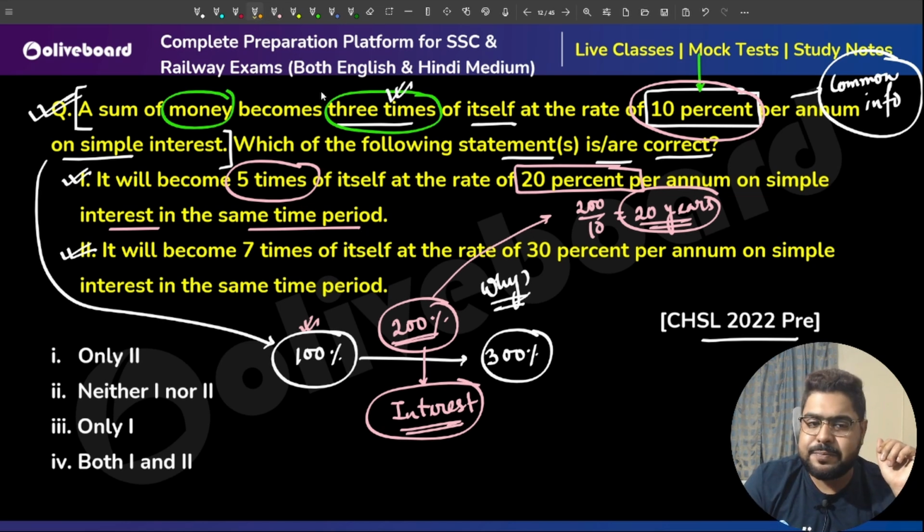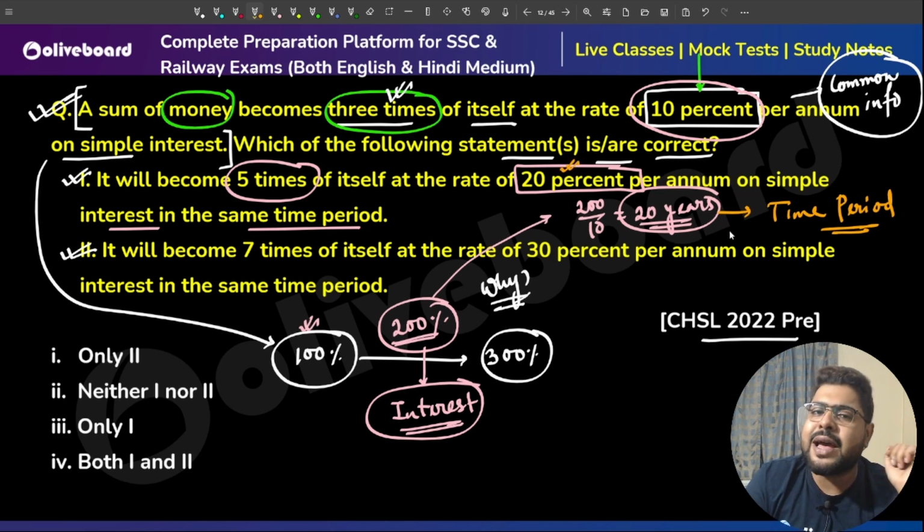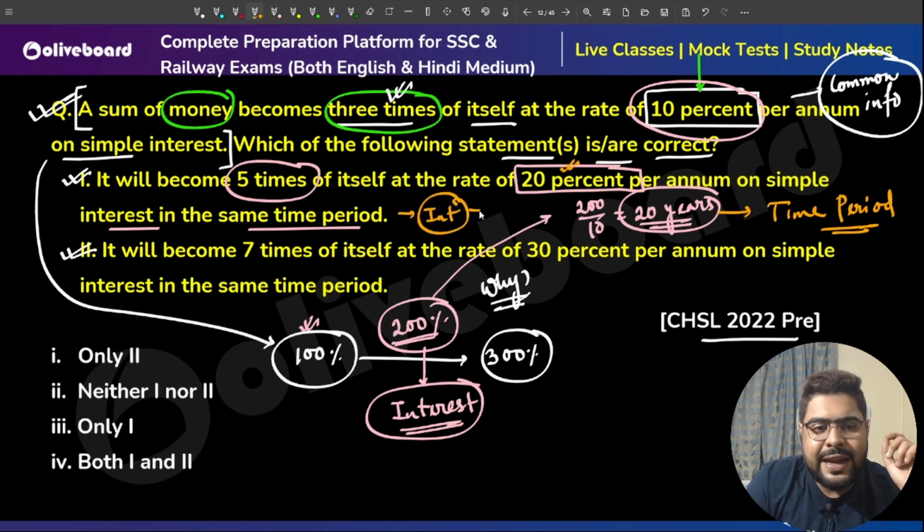If I say so, total time period is 20 years. And it is now saying 20% per annum. So 20 years, 20% per annum. How much is going to be the interest? 20 into 20, 400%. So meaning 100% was my principal, 400% is my interest.